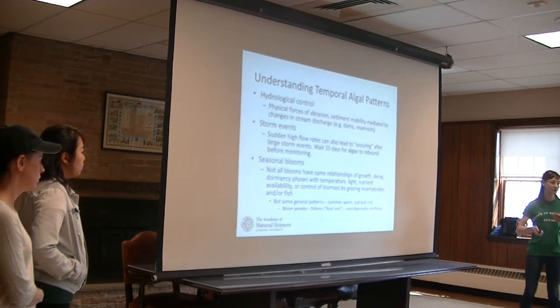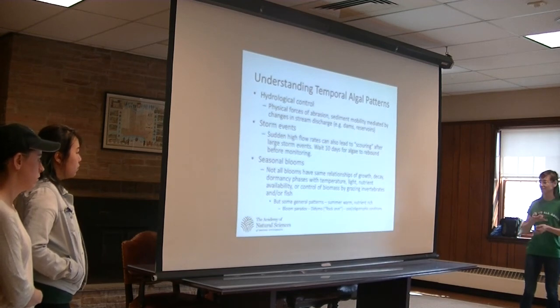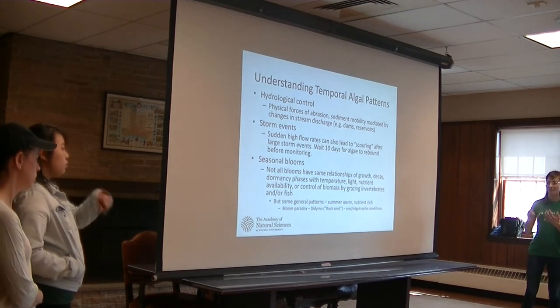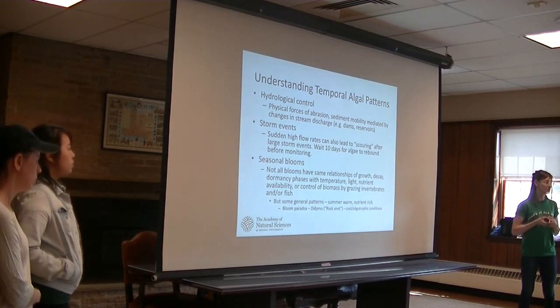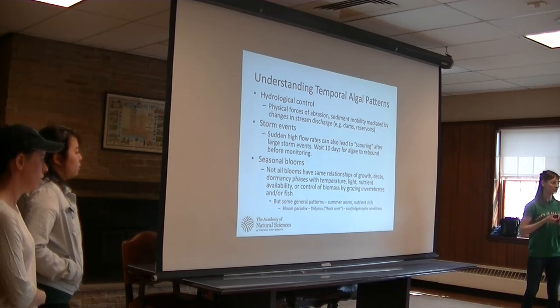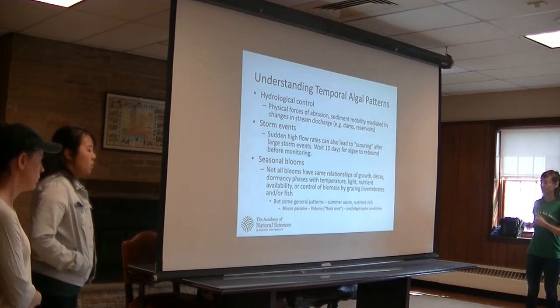And this all has to do with temperature, light, how fast the water's flowing, and how many other organisms are in the stream that feed on the algae, because grazing can have a lot of effect on how much algae grow in your stream.